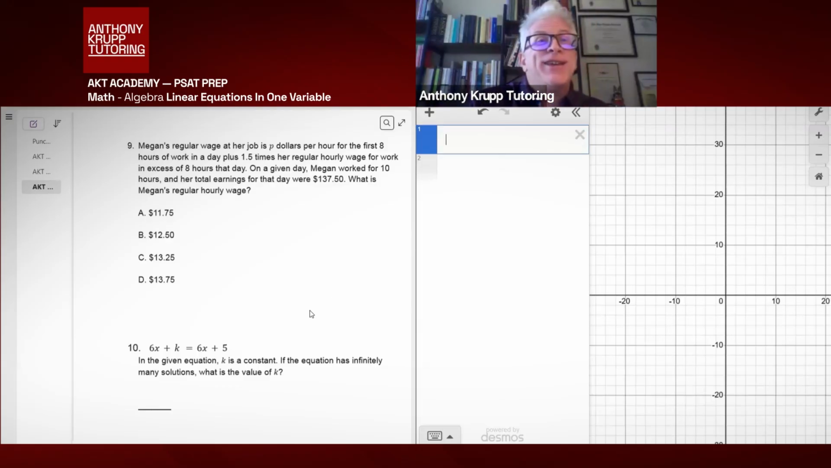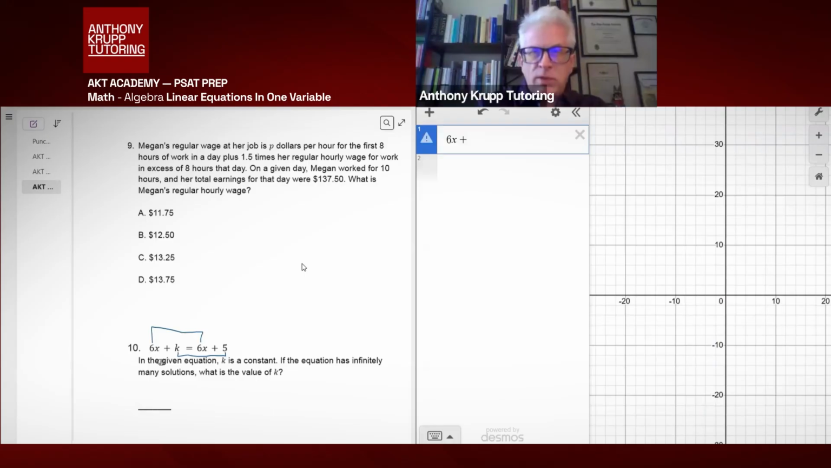okay, K is a constant, great, fine. If the equation has infinitely many, and by now you know that means that they're literally the same equation, and you're like, well, these are already literally the same, so I am pretty sure that K has to be 5. So aren't you glad you did that one before, stressing out over 9? Imagine working on 9 and running out of time and not getting to 10. That would be painful, right?